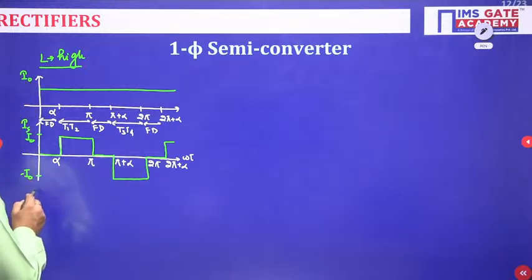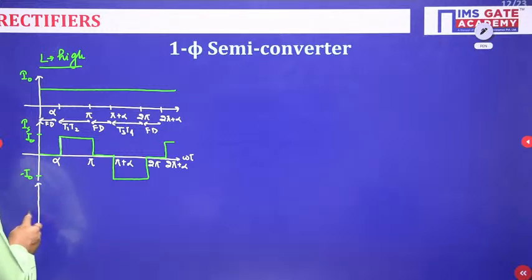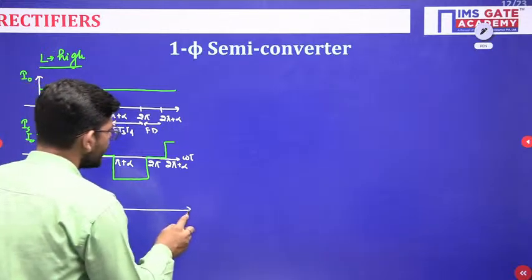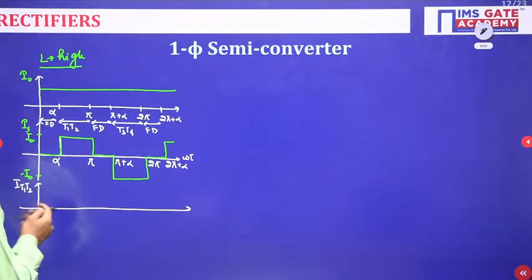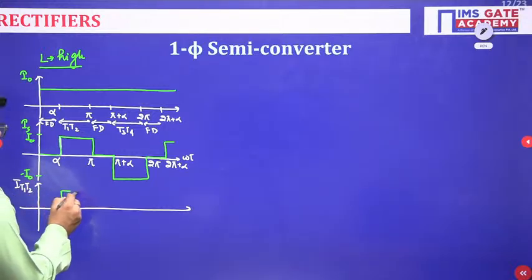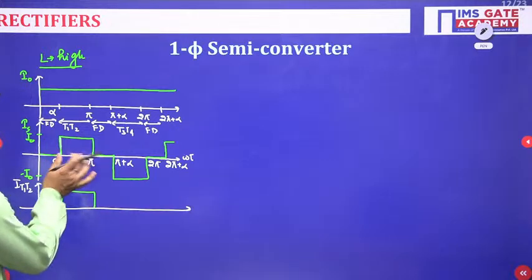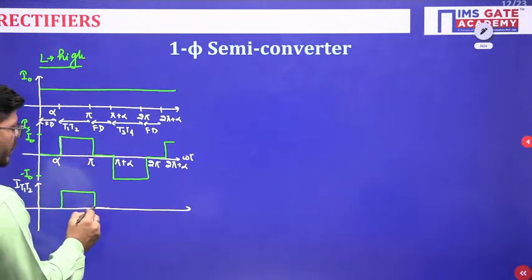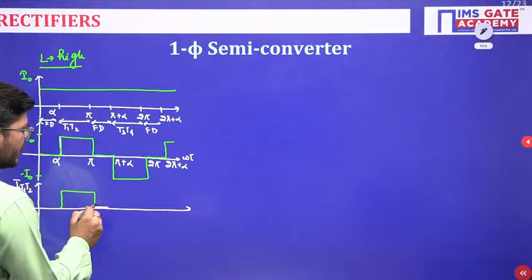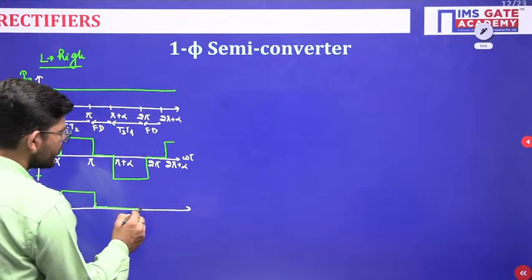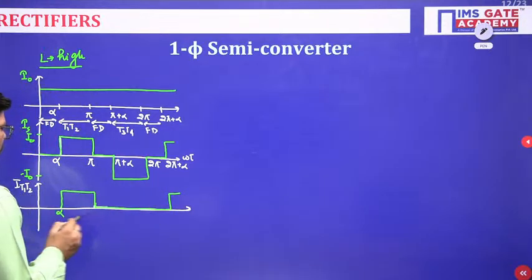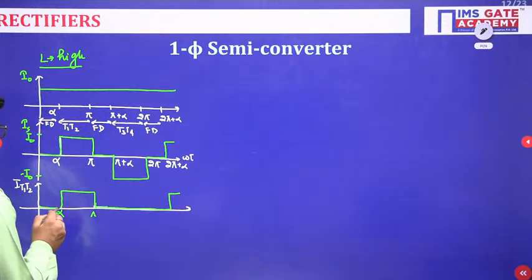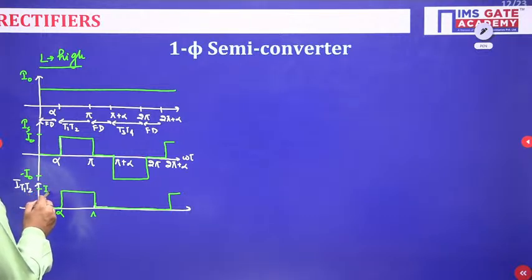So this is I naught. Now let us plot the thyristor current. Let us take an example of the T1 thyristor current, across T1 and T2, and it will be like this. Just see, T1 and T2 are conducting only from alpha to pi, and they are not at all conducting anywhere else. So from alpha to pi they are only conducting, and at that time the current is I naught.